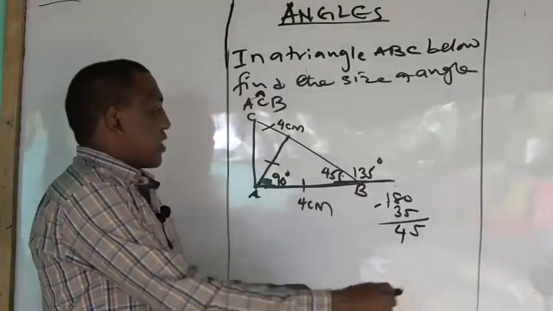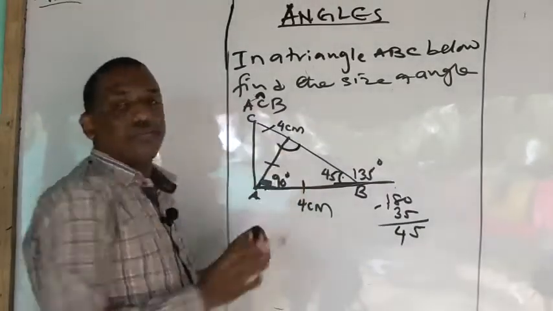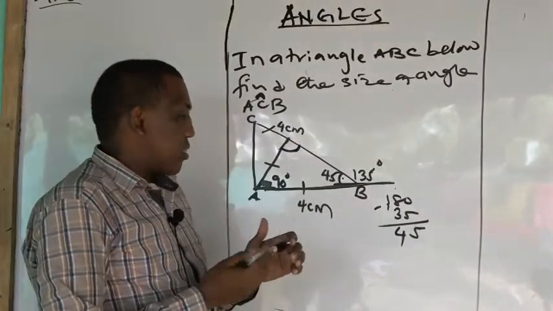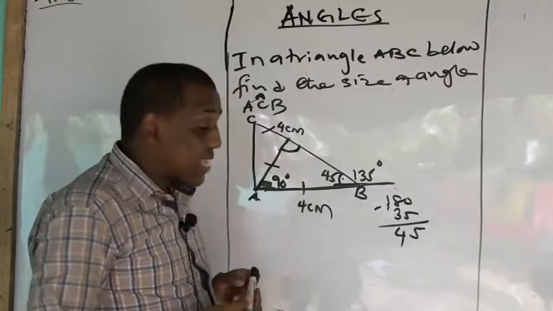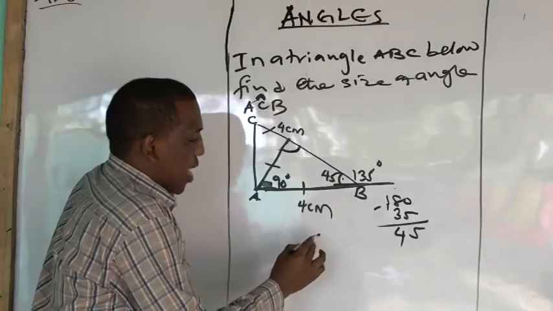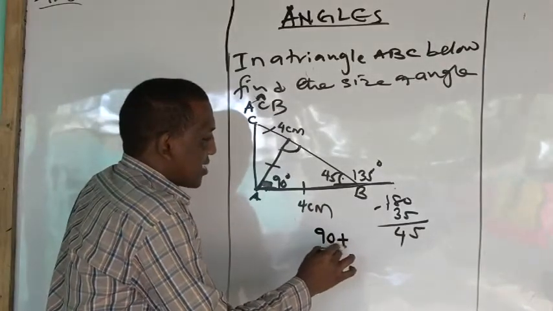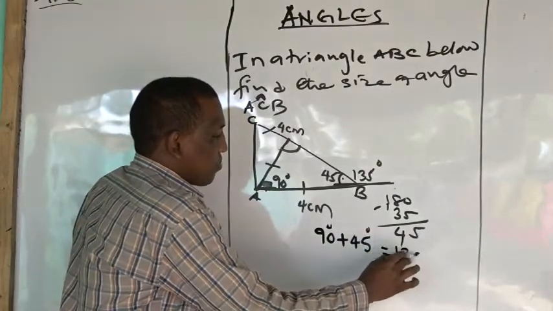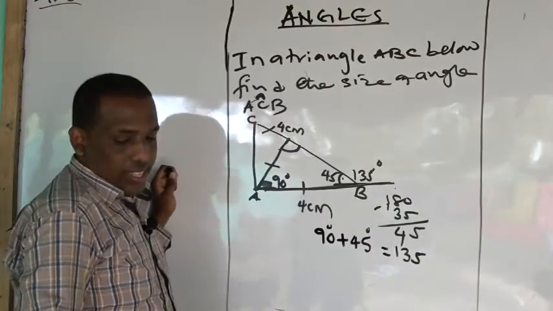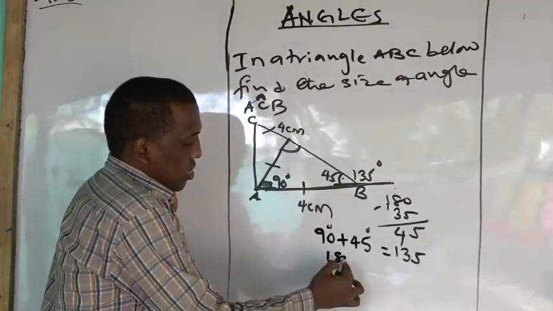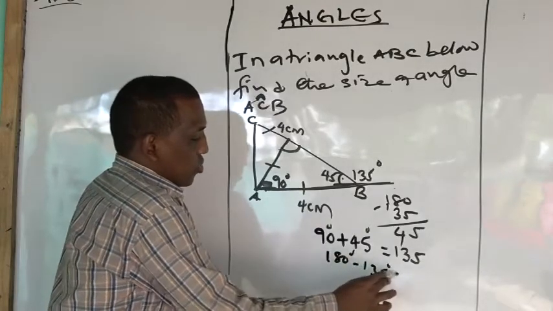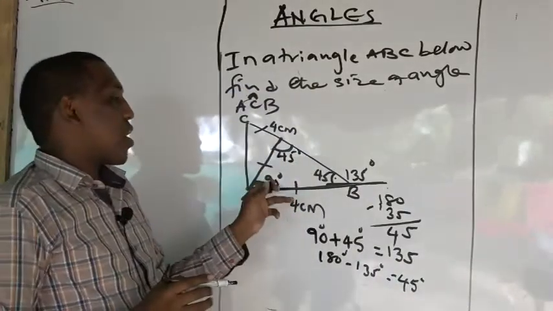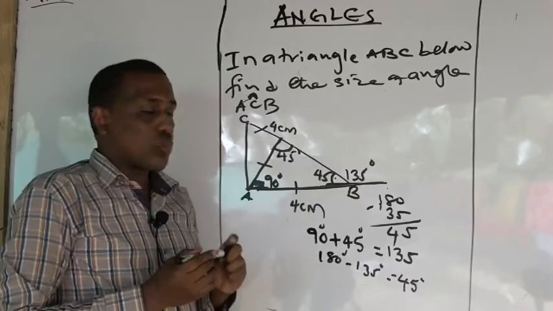So after getting that, we can get this angle now, this triangle. How do we get this triangle? We said in a triangle, the interior angles add up to 180 degrees. So we say 90 plus 45 degrees. Here you will get 135. After getting 135, you say 180 minus 135 degrees. So here you will get 45 degrees. Here is also 45 degrees. So when you add 45 plus 90, you will get 180 degrees.